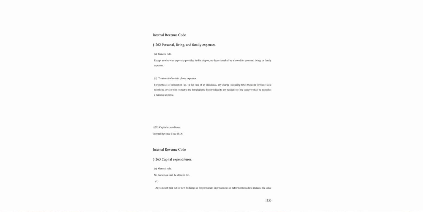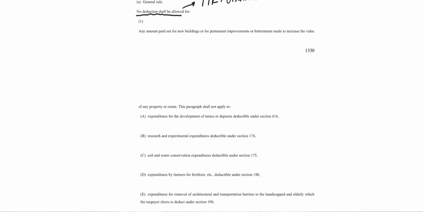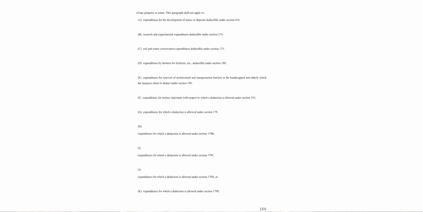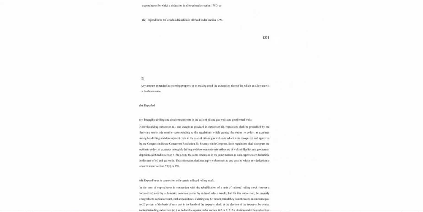All right, section 263. So section 263 deals with capital expenditures. Just another example of a tax treatment rule of disallowance. It says, general rule, no deduction shall be allowed for. So that language, that's what means disallowance. So tax treatment rule, disallowance, and it sets the stage for what it is. And then subsection A, paragraph 1, any amount paid out for a new building or for permanent improvements or betterments made to increase the value of any property or estate. In this paragraph shall apply, and it talks about various code sections. So it's basically if you're purchasing a building or making improvements, it talks about intangible drilling and whatnot, okay?